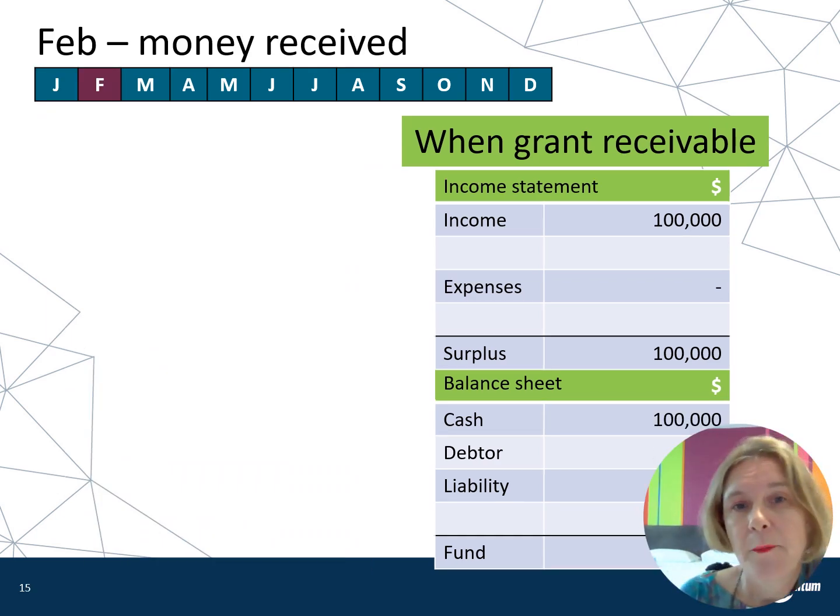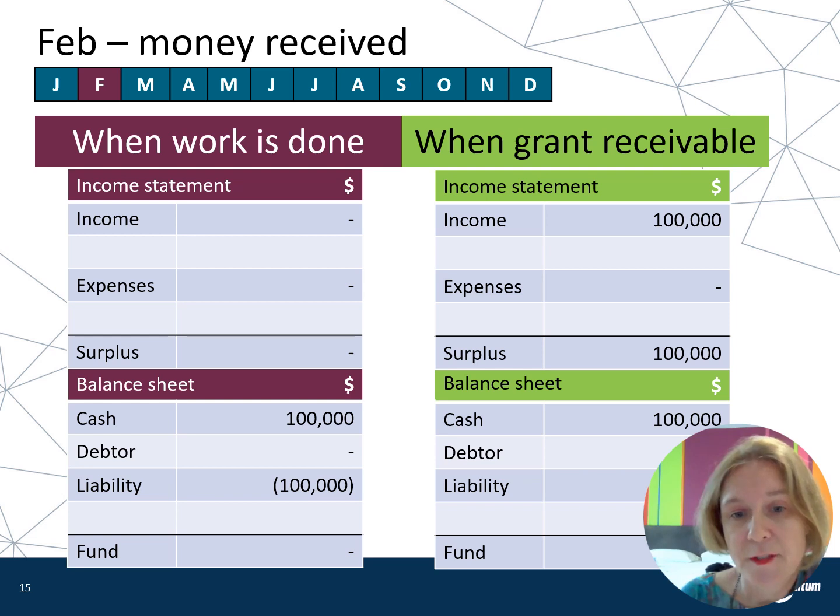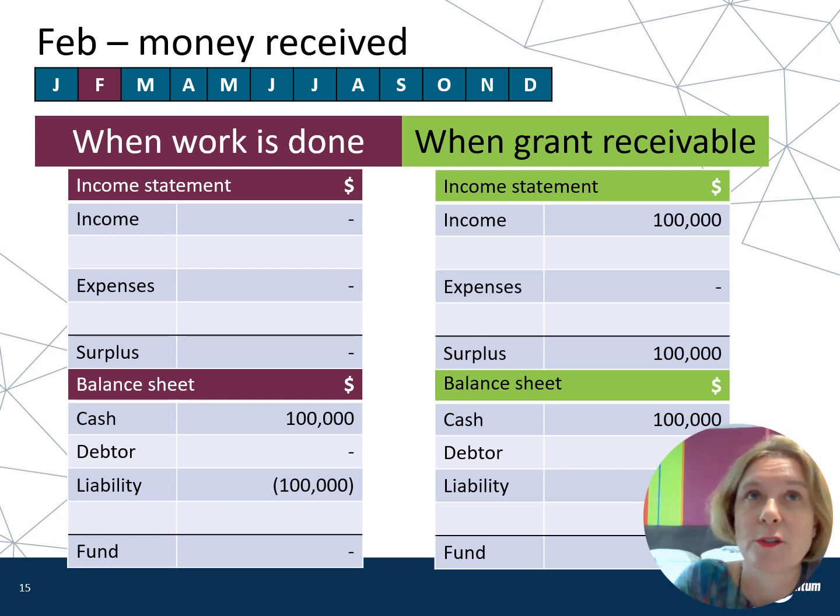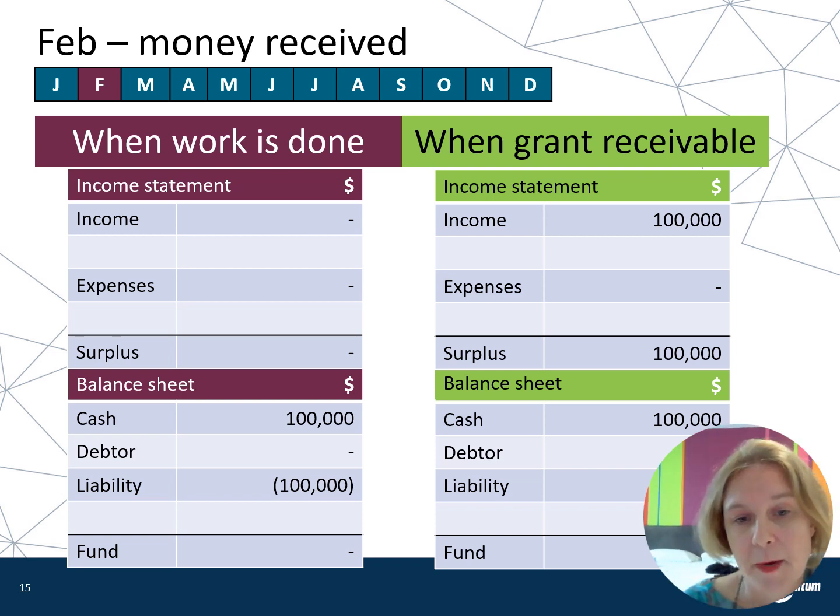Now in February, when the money is received, we still can't recognize the income because we haven't done anything yet, but we obviously have got the cash in the bank. So because we can't recognize the income, we recognize a creditor or a liability. It's also called deferred income. And you can see that there is the minus 100,000. So you can start seeing the differences here. We've got the money in the bank, but we are not recognizing any income yet.